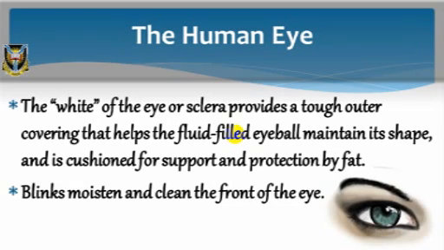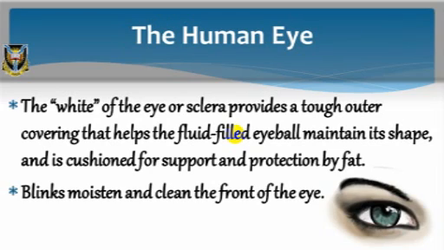Eyes are located in the bony orbit of the skull, which can deflect many blows. In addition, the eye is cushioned for support and protection by fat. When people are starved, they show a characteristic hollowed eye look due to the loss of this important fat cushion.